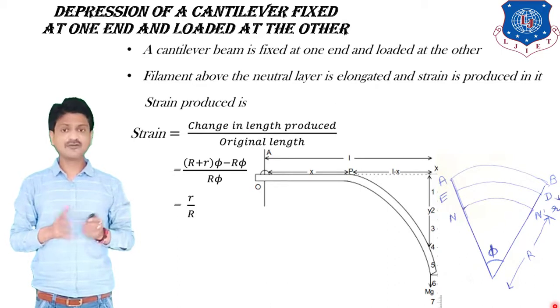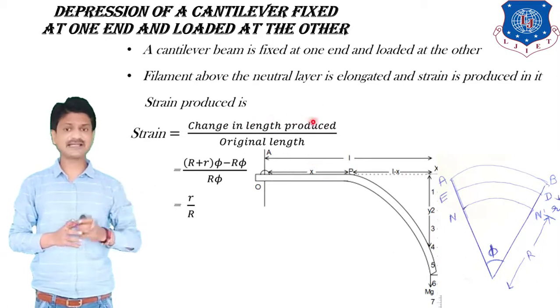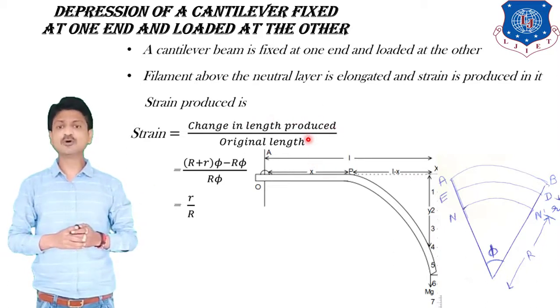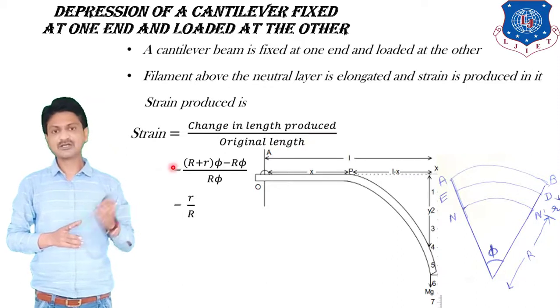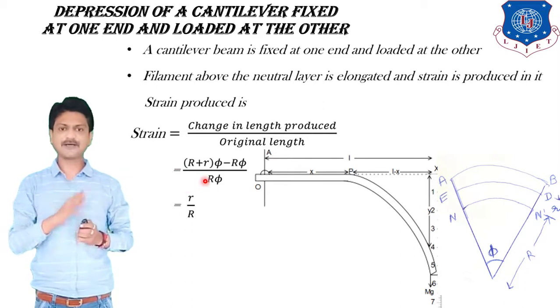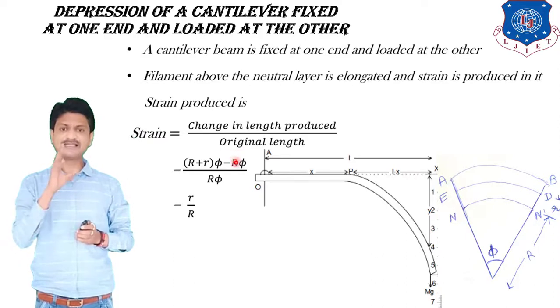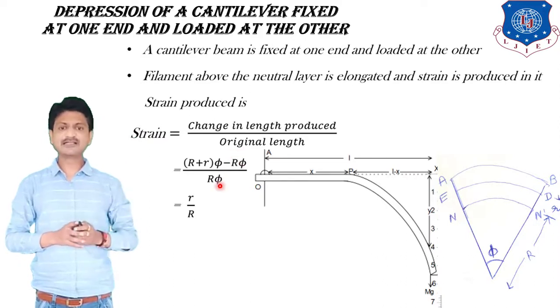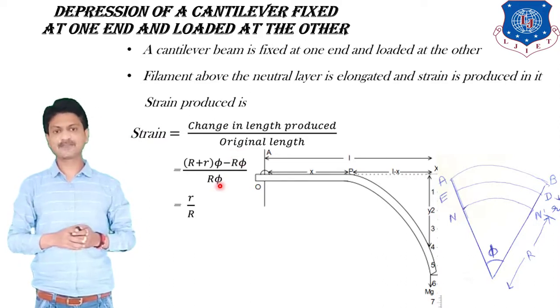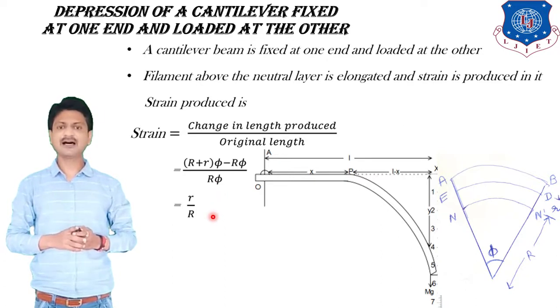Now we know that strain is nothing but the ratio of change in length to its original length. So here it is (R + r) phi minus R phi, upon R phi. Here the numerator stands for change in length and the denominator stands for original length. So here we have strain equals r by R.